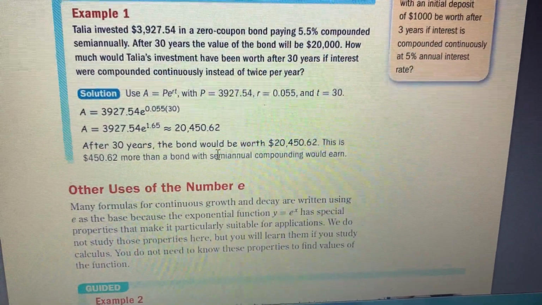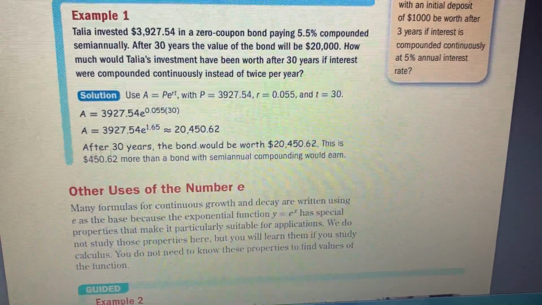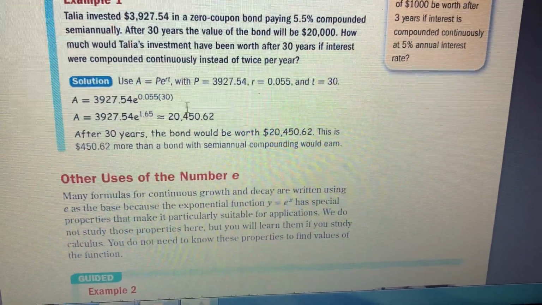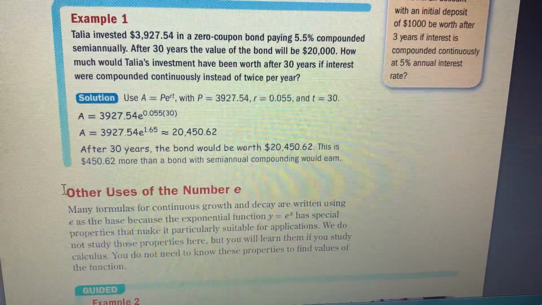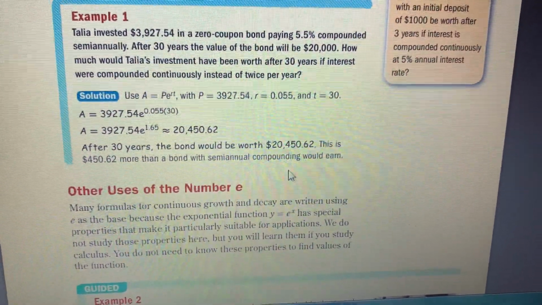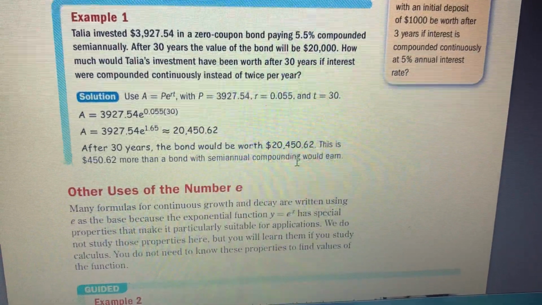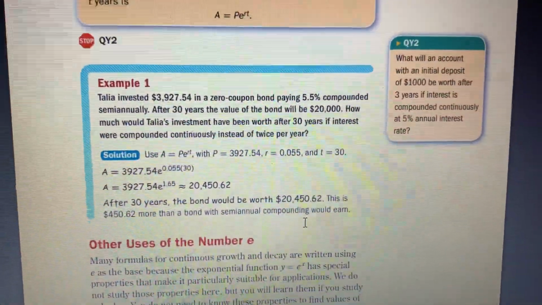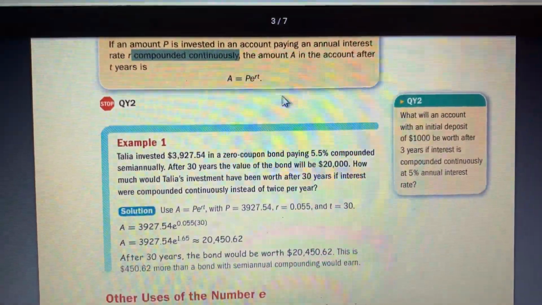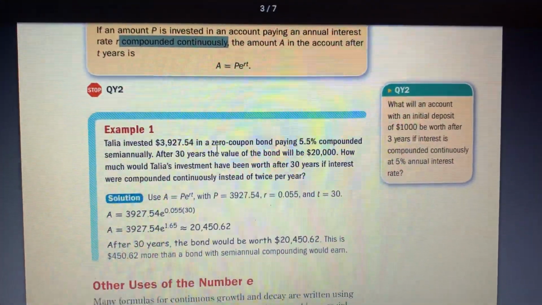So after 30 years, the bond would be worth $20,000. And it turns out that, if we did the first part of this problem, it would have been $450 more than if it was being compounded semi-annually. But anyways, that's just an example for you. I'm going to keep it short. All you need to do is write this down. And I'm going to attach your homework to this assignment.